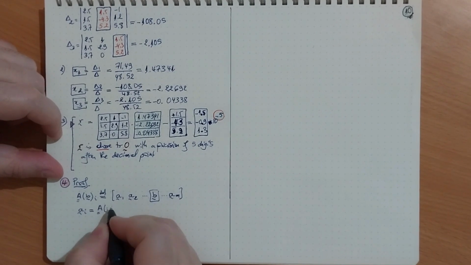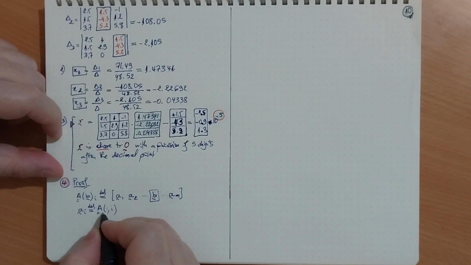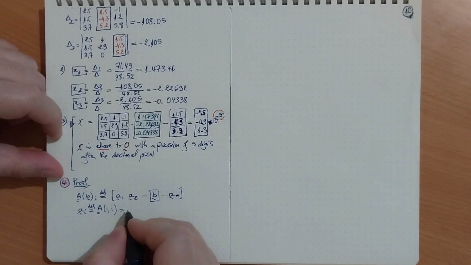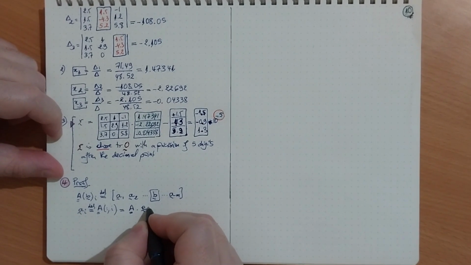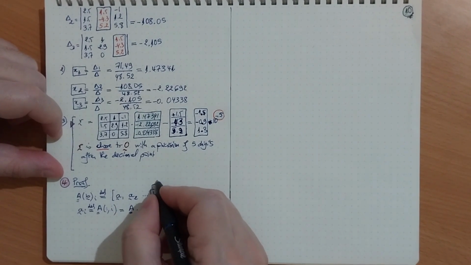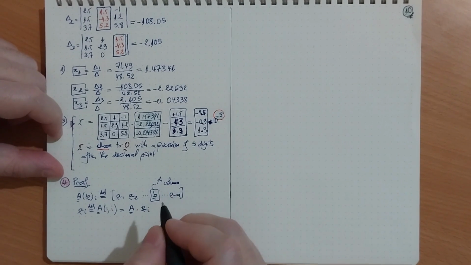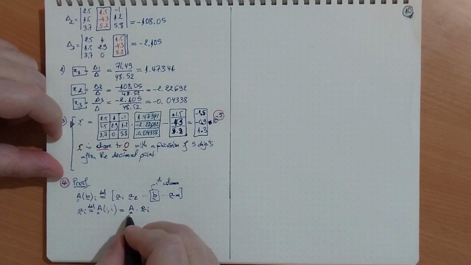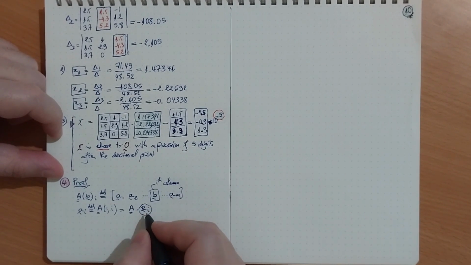The ith column of A, by definition. But what is AI? It is the matrix A dot EI, where this is the ith column. So what is that? I've seen that before, the standard basis.